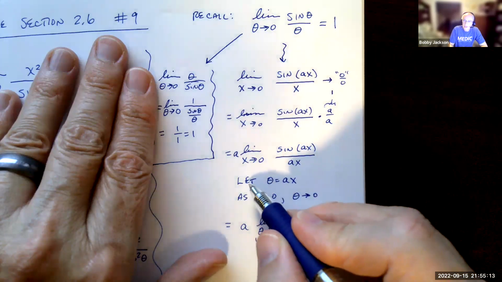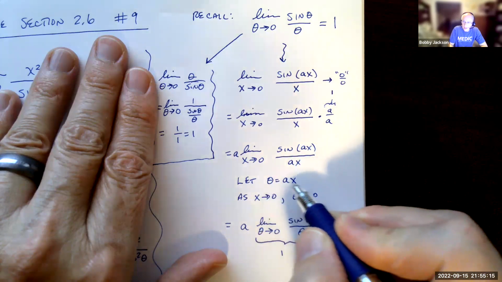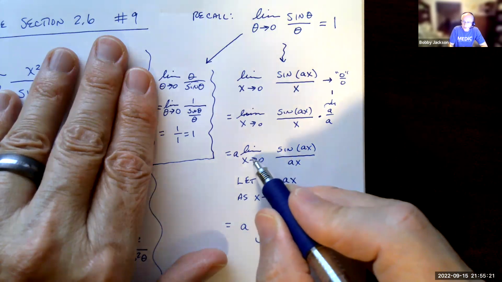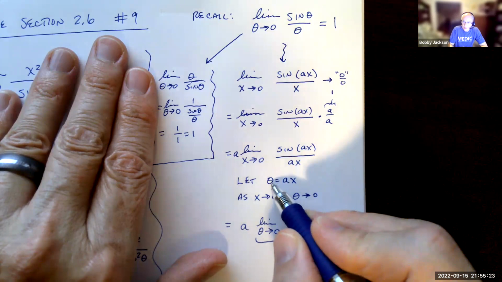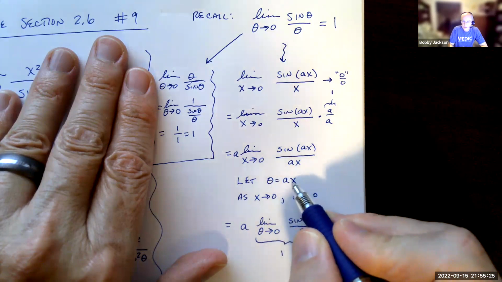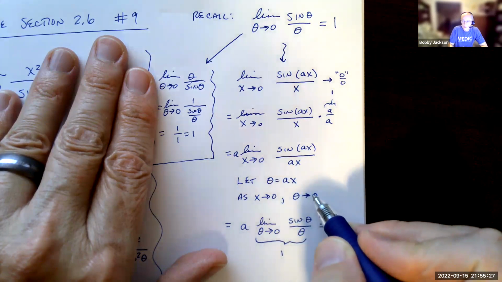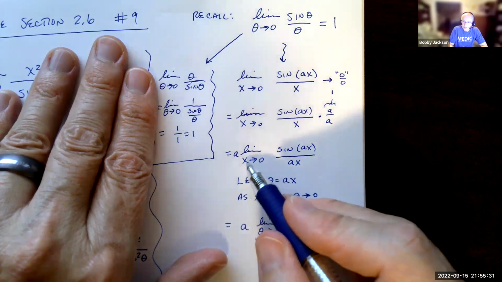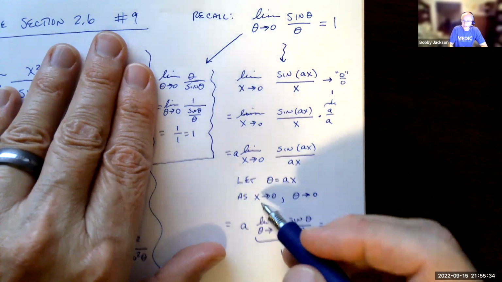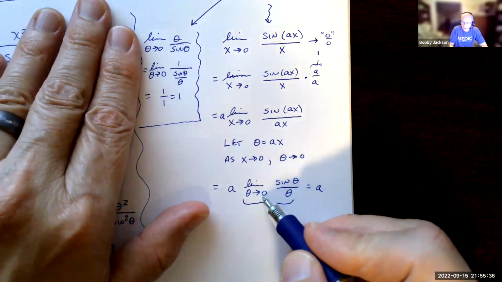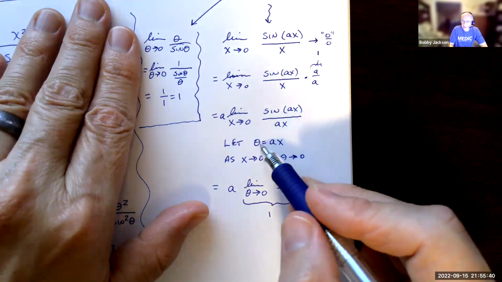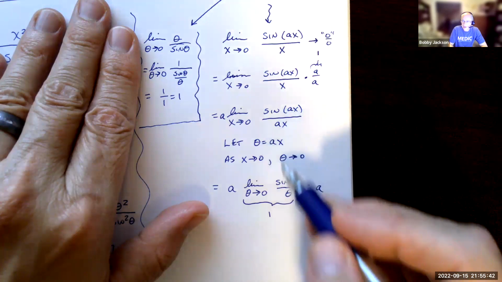So what I'm going to do is let theta be ax. Just a change of variables here. And I'll have you note that as x goes to 0, that's our limit, x is going to 0. What's happening to theta? Since theta is just a times x, theta is going to 0, right? So as x goes to 0, theta goes to 0. So this limit as x goes to 0 is the same as the limit as theta goes to 0 of what? Sine of ax over ax. But what's ax? Theta. So it's sine of theta over theta.